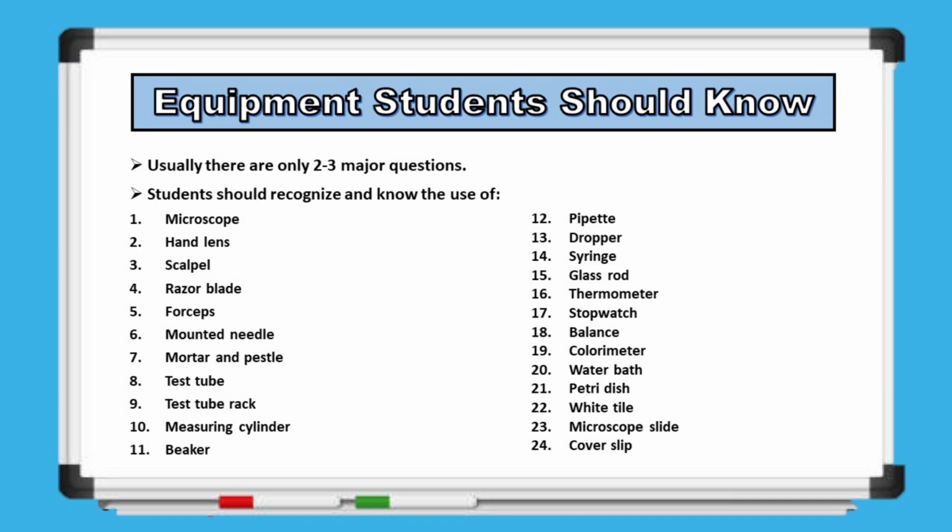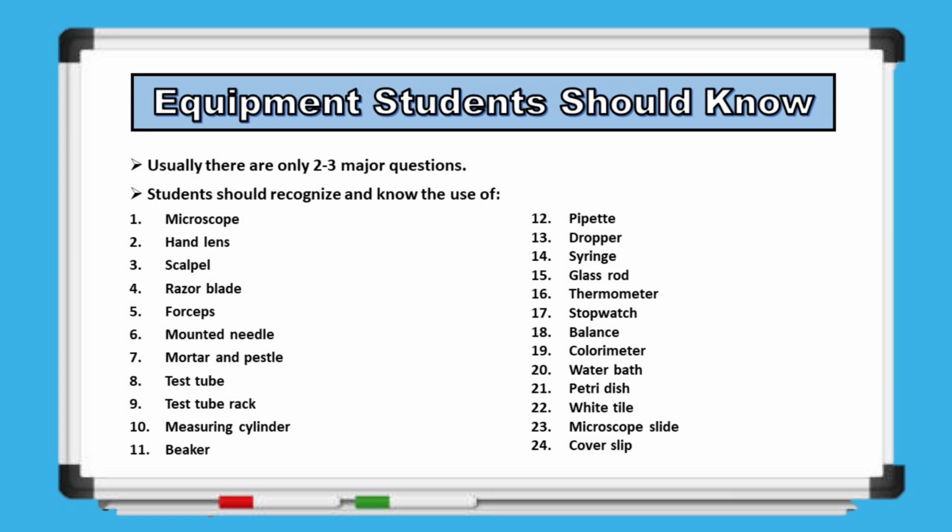For cutting and dissection, a scalpel is used to make clean, precise cuts through tissues. A razor blade is used to prepare very thin sections of specimens for microscopic examination. Forceps are used to hold or pick up delicate specimens without touching them, and a mounted needle is used to separate, point at, or move tiny structures during observation.